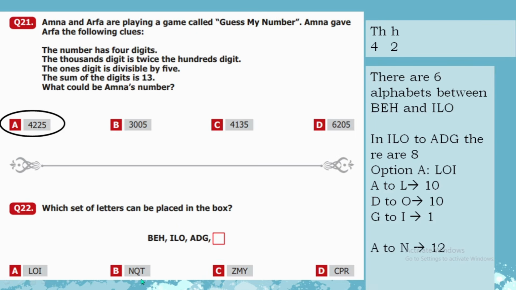So we will see the B option over here. From A, D, G and N, Q, T. From A to N, there are 12 alphabets. D to Q, 12 alphabets. And G to T, there are 12 alphabets. So B is our correct option over here. You may verify options C and D as well, but B is the correct option because it has an equal number of alphabets between the given alphabets.